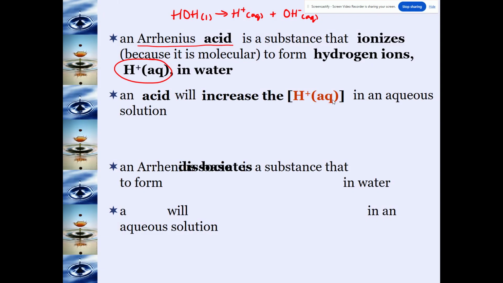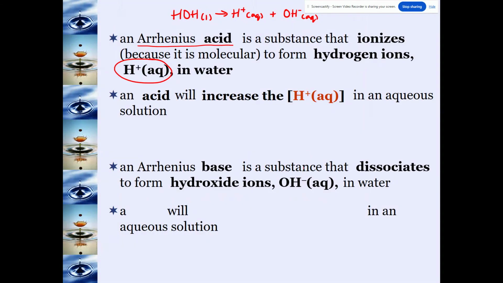A base is a substance that is ionic, an ionic hydroxide, that dissociates into hydroxide ions. Because it's ionic, it's already starting as ions, we just use the word dissociate to talk about how it splits into its ions. So an Arrhenius acid splits into hydrogen ions, and an Arrhenius base splits into hydroxide ions. So the concentration of the hydroxide ions would increase in an aqueous solution when you add a base to it.